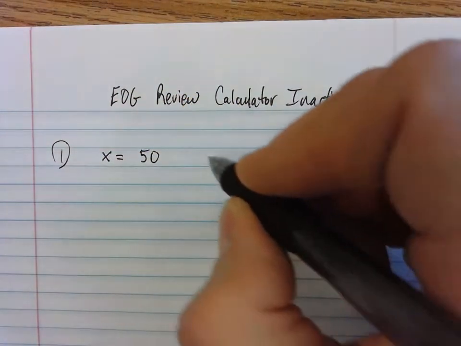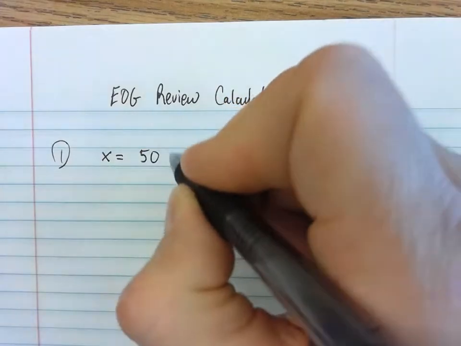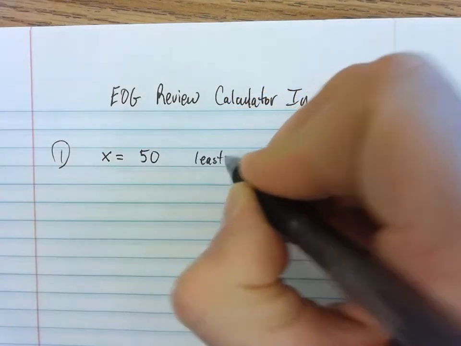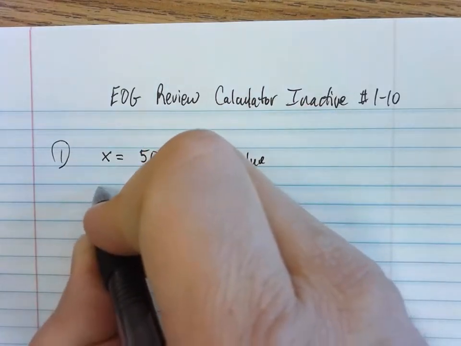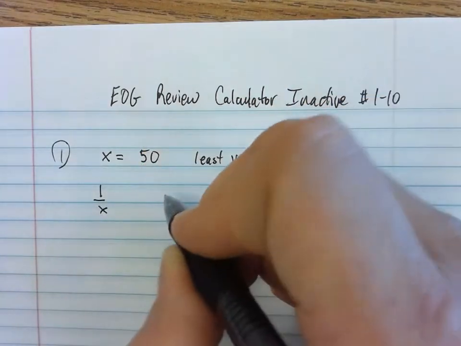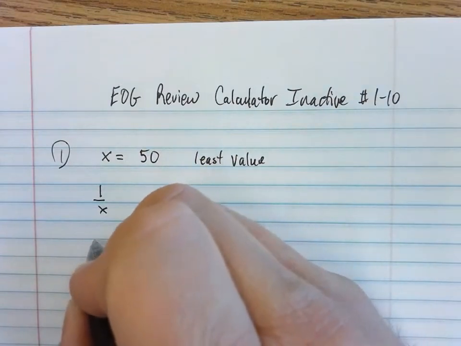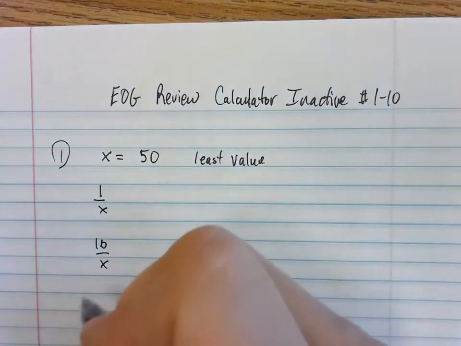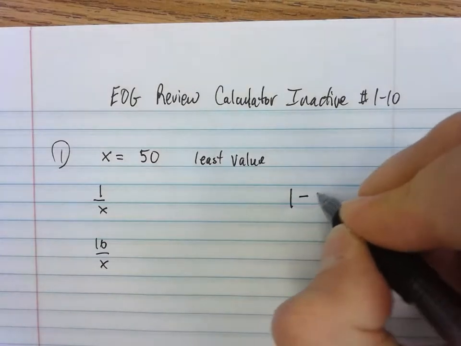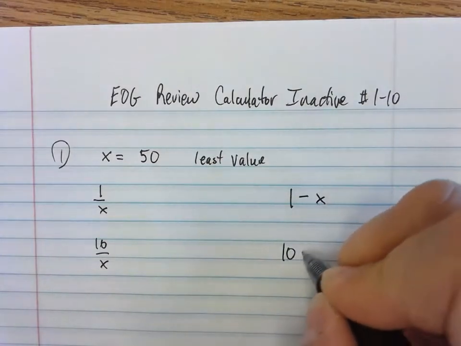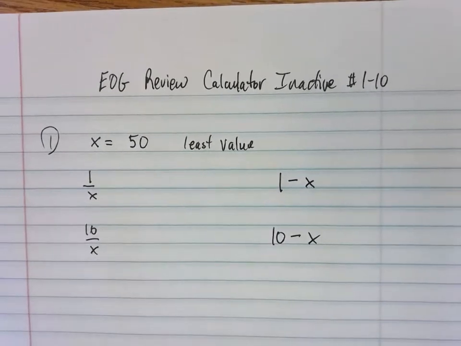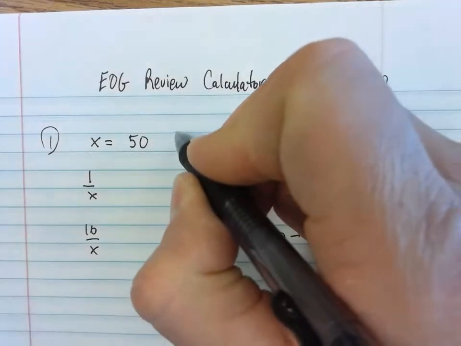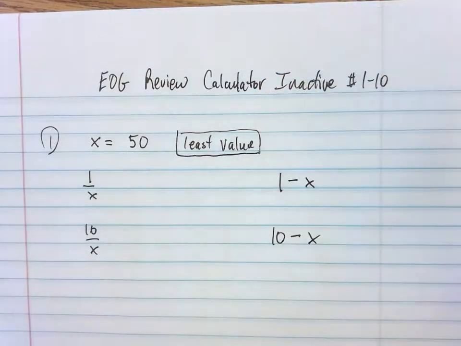All right, and you've got to pick which one of these is the least value. Okay, so which one of these would be the least value if X is 50? And here are our choices. We've got 1 divided by X, and we've got 10 divided by X. And we've got 1 minus X and 10 minus X. So this is going to give us a chance to talk a little bit about some integer stuff, review some integer rules, some fraction stuff. There's lots of stuff going on in this question. So these are good questions. All right, so we want to pick the one that is the least value out of these choices.